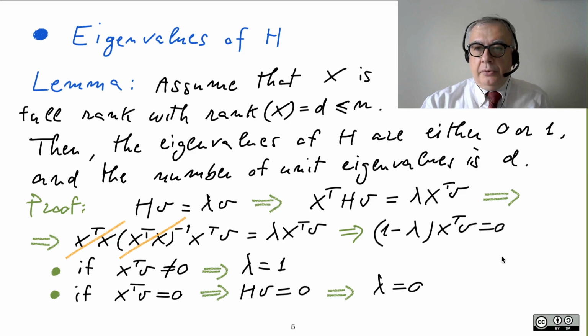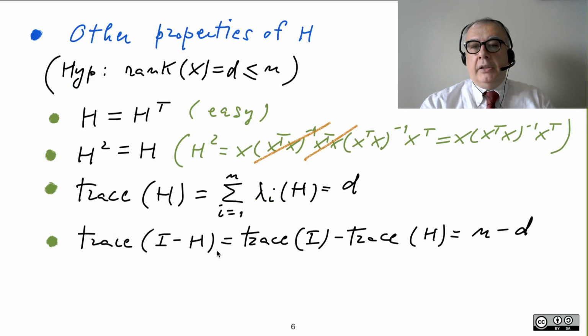Now you have two possibilities. If X transpose v is different from 0, then of course here you must have lambda equal to 1. Otherwise, if X transpose v is equal to 0, you can see immediately that Hv is equal to 0. So go here and you recognize that if Hv is equal to 0, then lambda is equal to 0. So we have shown that if you have an eigenvalue, this eigenvalue can only be equal to 1 or equal to 0.